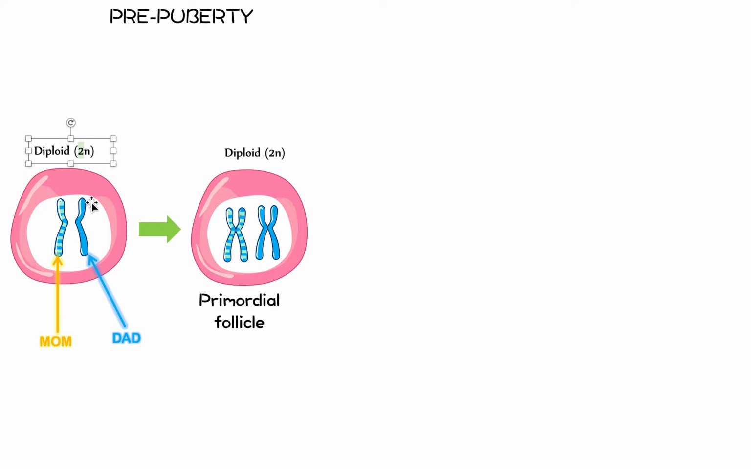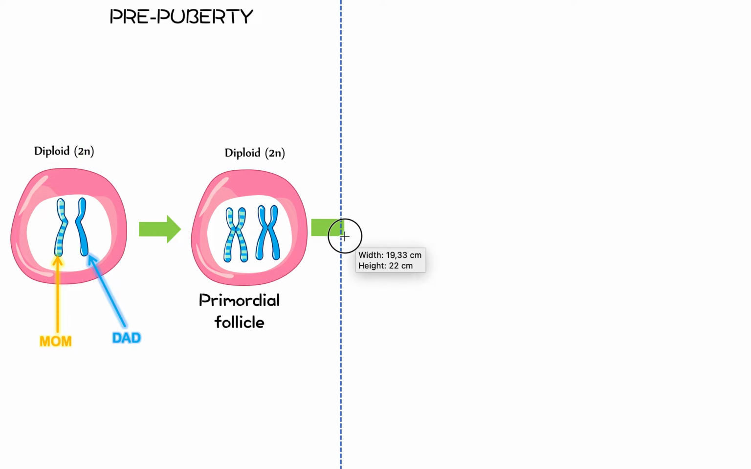Now, before meiosis, we know the DNA duplicates, right? So it's going to form two copies of the mom and two copies of the dad. But we still call it diploid because there's still only two variations, one mom variation and one dad variation. So this primordial follicle will undergo meiosis 1, but it doesn't complete it. It's going to initiate it, it's going to start, but it's going to stop in prophase 1. Because it stops in prophase 1, it's still in meiosis 1.